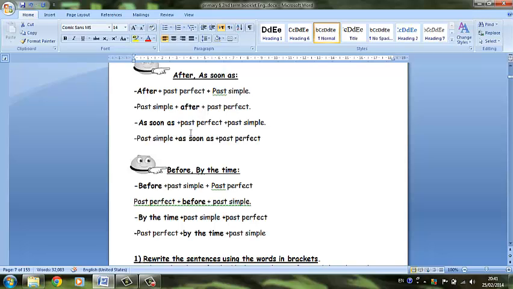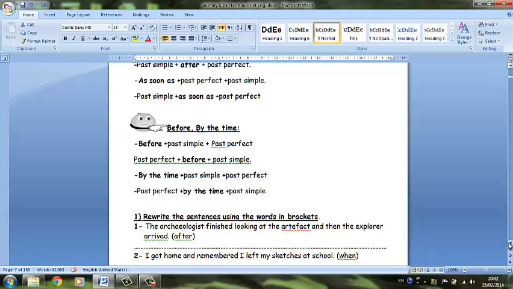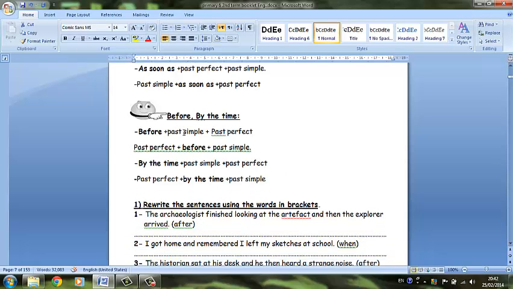As soon as in the middle, before it past simple, and after it past perfect. Very good. Let's move to before and by the time. Before, I put the first action, which is the past simple after it, and the past perfect for the first action after that. And if before or by the time is in the middle, I put before it the past perfect and after it the past simple.